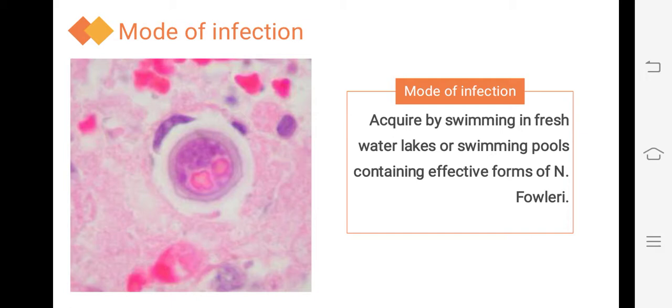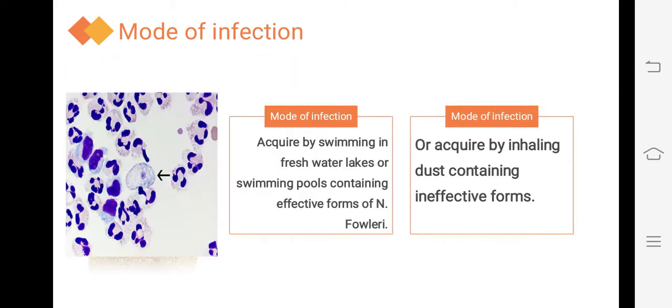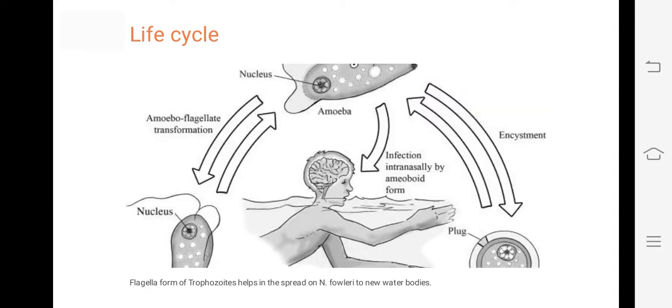So let's go on to the mode of infection. It can be acquired by swimming in freshwater lakes or swimming pools that contain the infective forms of N. fowleri, or by inhaling dust containing infective forms. So let's go on to the life cycle of this microorganism.